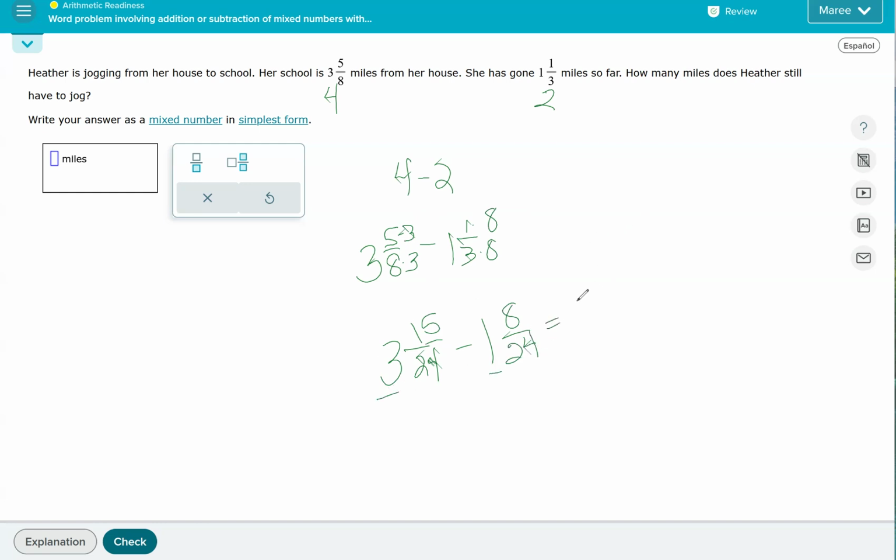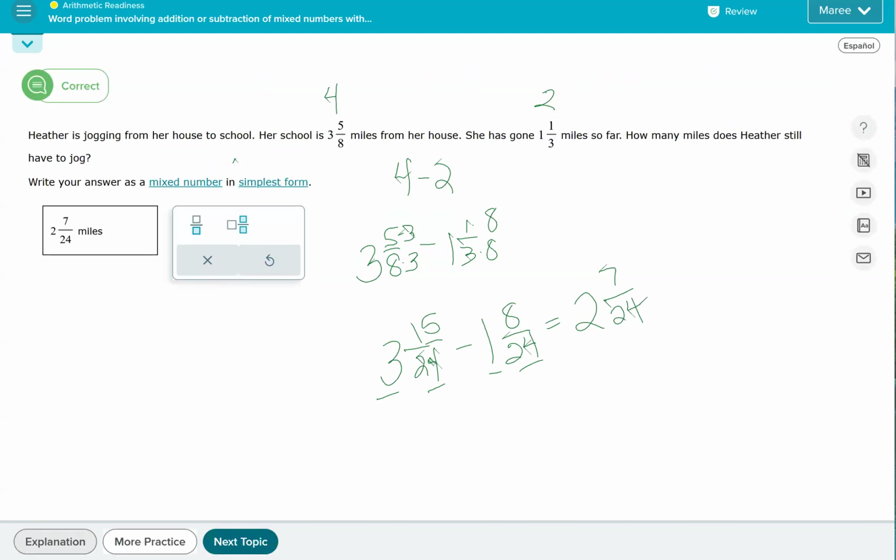And then when we subtract the whole numbers, 3 minus 1 is 2. And then we subtract the fractions, 15/24ths minus 8/24ths. So 15 minus 8 is going to be, let's see, 15 minus 5 is 10, minus 3 more is 7. So it's going to be 2 and 7/24ths. The instructions say to write your answer as a mixed number, so we have 2 and 7/24ths. And that's how many miles more that she has to jog to get to her school.